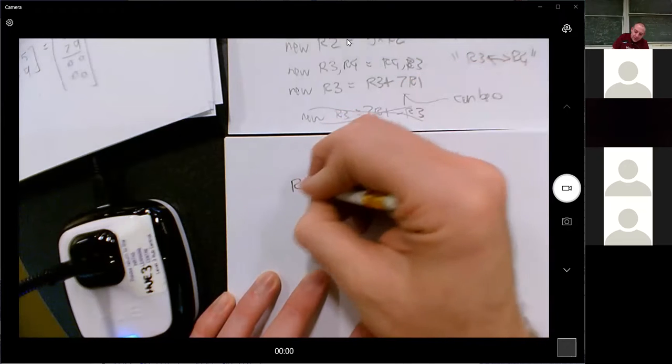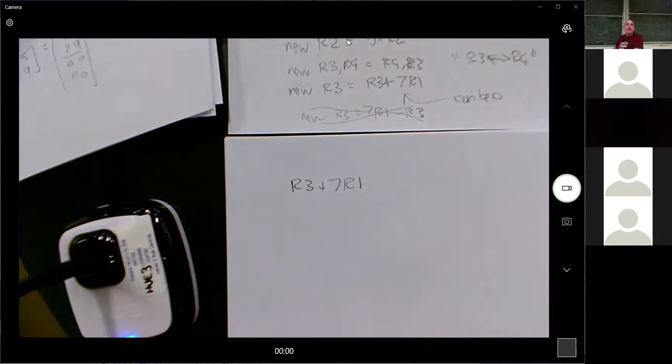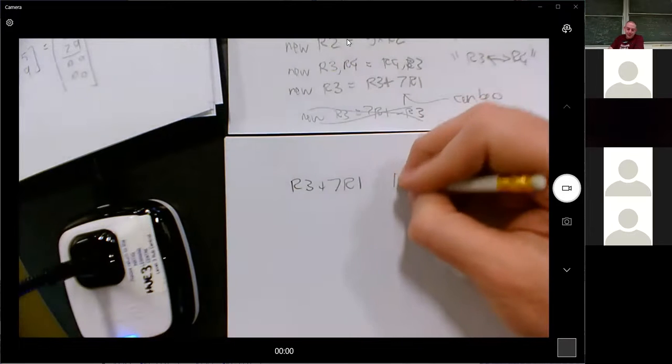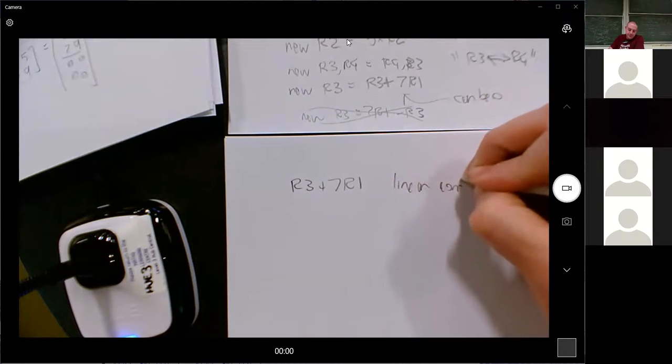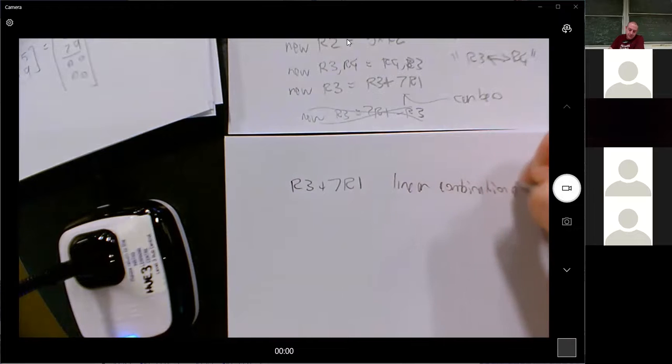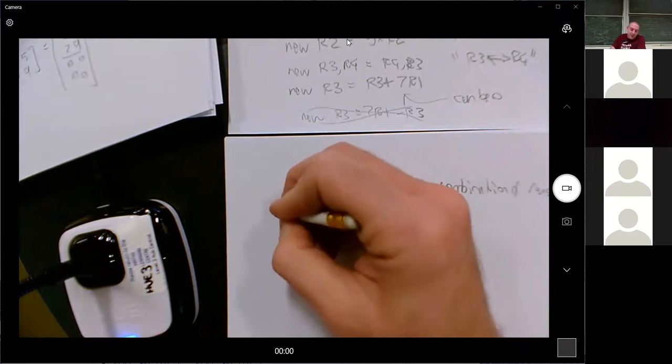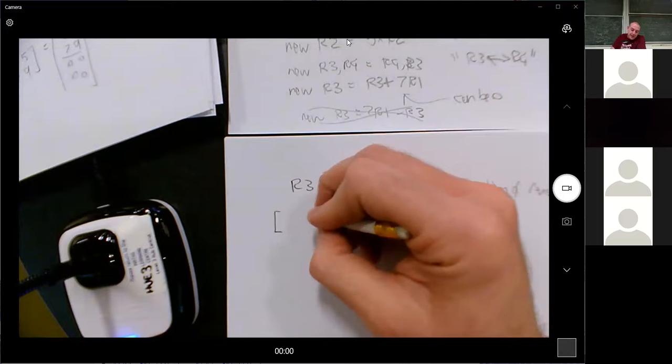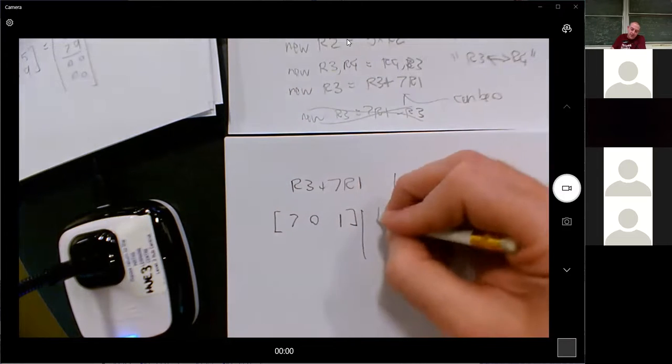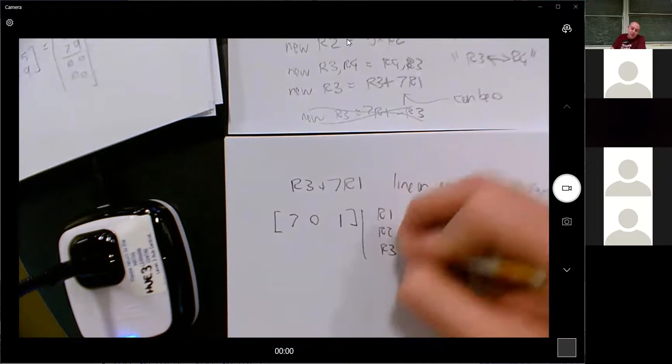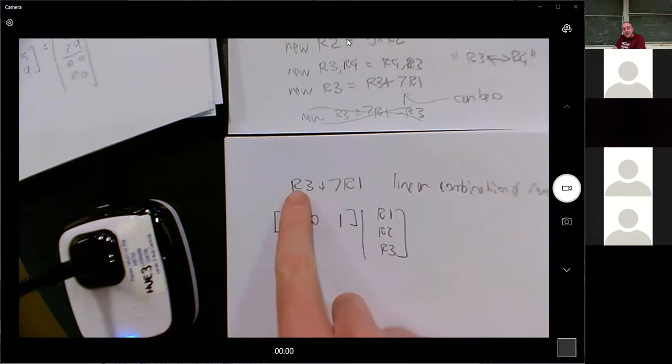See this thing here, row 3 plus 7 of row 1? That's a linear combination of the rows. And so that would happen if I did 1 of row 3 and none of row 2 and 7 of row 1, times the matrix made of row 1 and row 2 and row 3. That would produce this exact linear combination, 7 of this one and none of this one and 1 of this one. How cool is that? That's so cool.